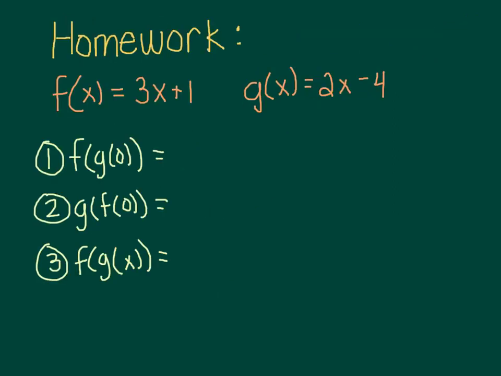So for the rest of homework, I would like you guys to try the following. We have two functions here. f of x equals 3x plus 1, and g of x equals 2x minus 4. And I would like you to do f of g of 0, then g of f of 0. So you're just going to do f of 0 first in the second one, whereas in the first one you would do g of 0 first. And then the third one, I want you to give me f of g of x. So remember, in this one, your answer will still have a variable. Good luck.